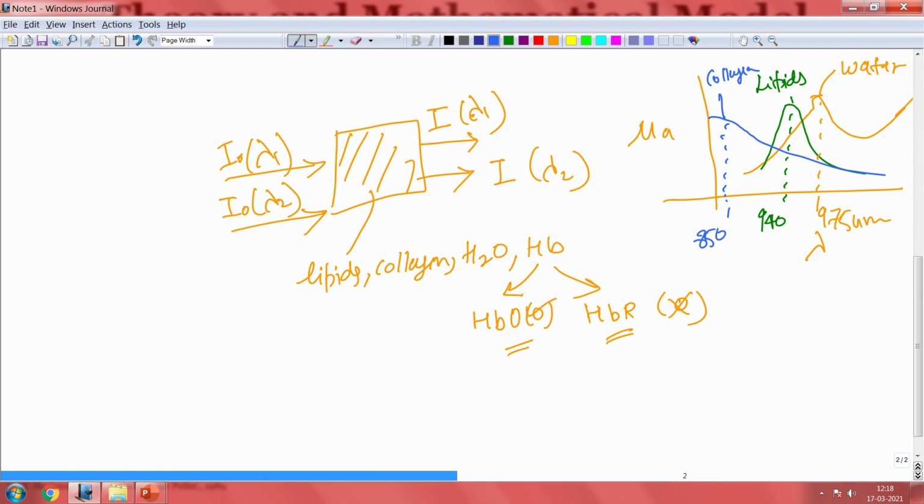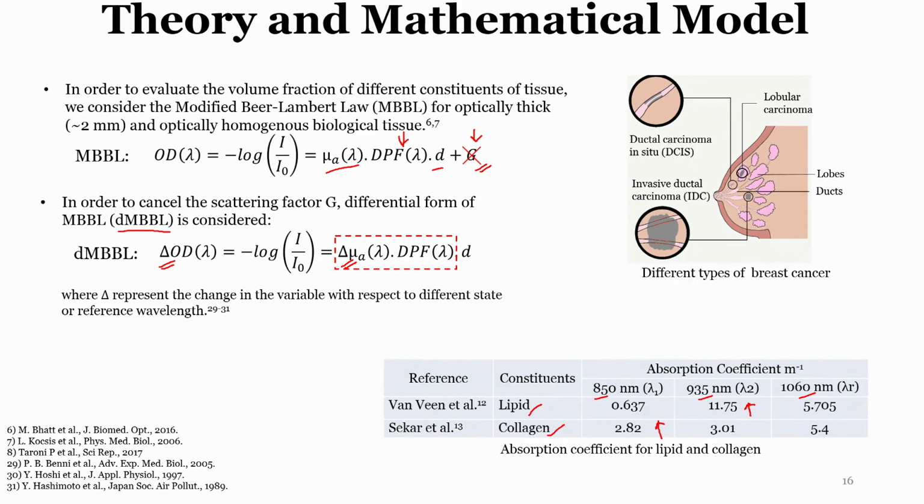For both oxygenated and deoxygenated hemoglobin, it varies. So, what we have over here is two different wavelengths, lambda 1 and lambda 2, and we detect lambda 1 and lambda 2 light from here. Now, let us go to our slideshow. So, this is what we are doing right now.